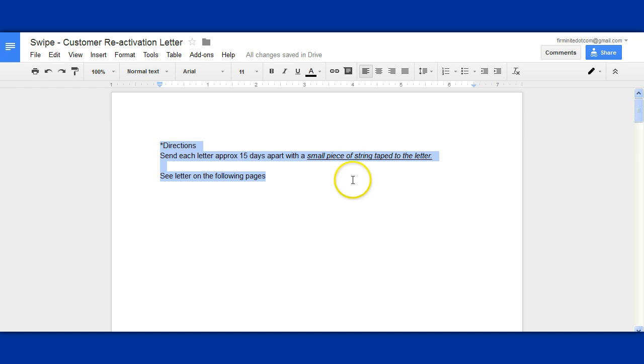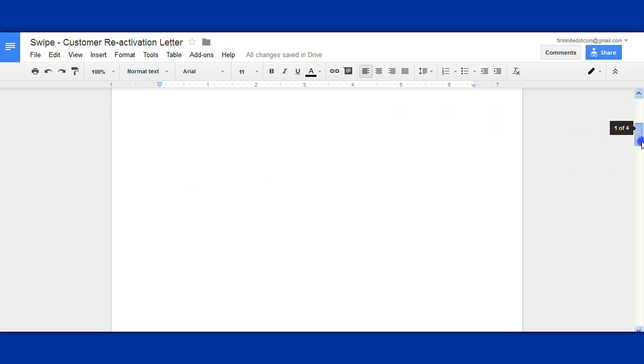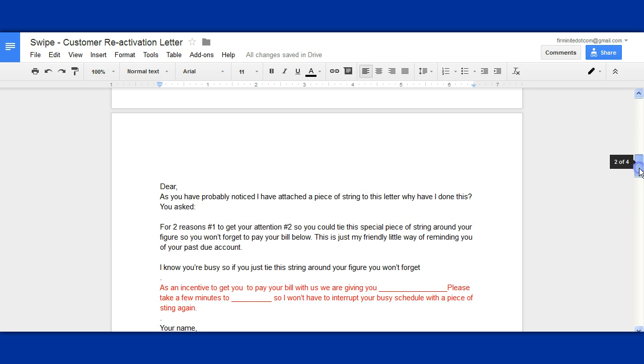So let's look at the directions here. The directions say: send each letter approximately 15 days apart with a small piece of string taped to the letter. And see the letter on the following pages. Okay, so as you can see here, we're going to find this little piece of string, because that little piece of string is going to be very, very important for the psychology of this letter.